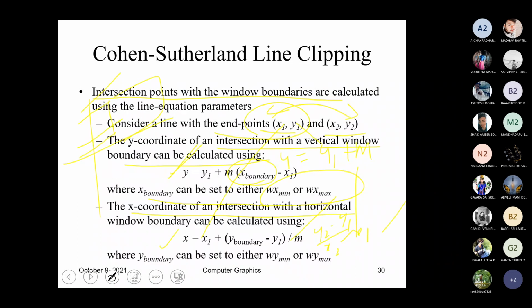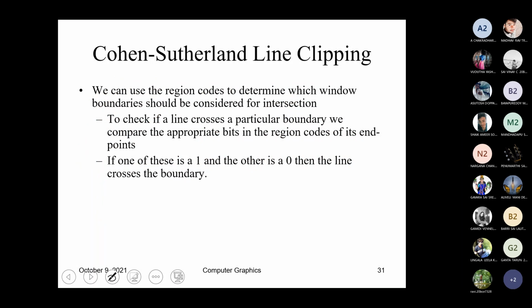So that will be your x and y value. You will get the intersection point. The remaining boundary will be clipped off. Clear? So we can use this region code to determine which window boundary should be considered for the intersection.